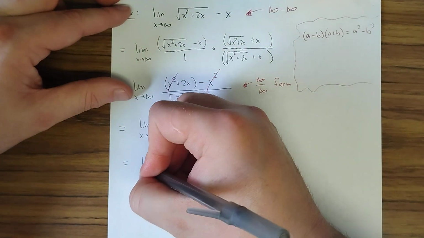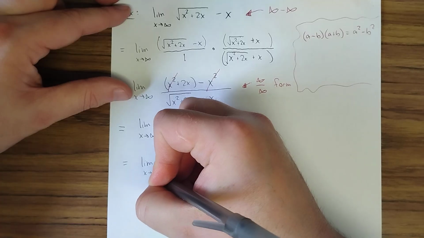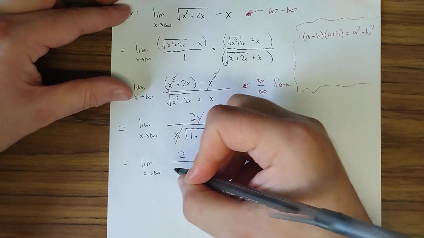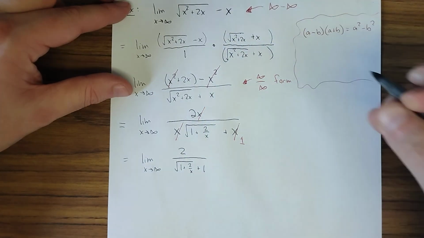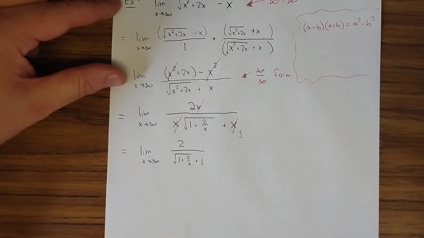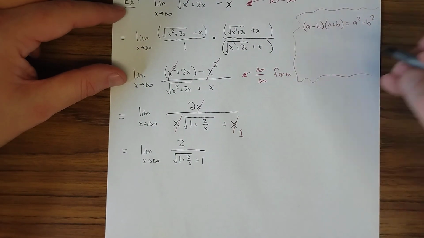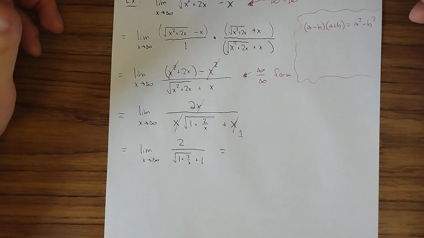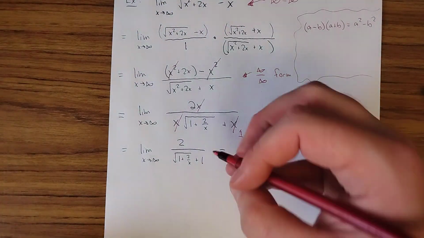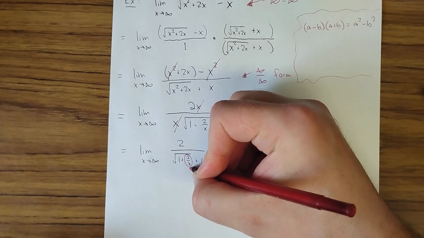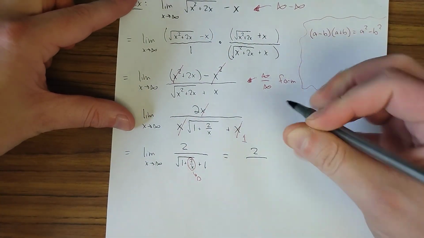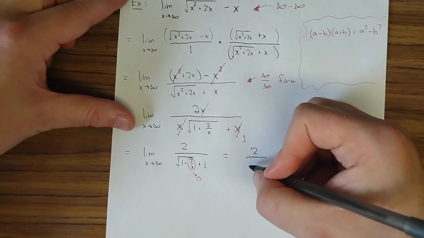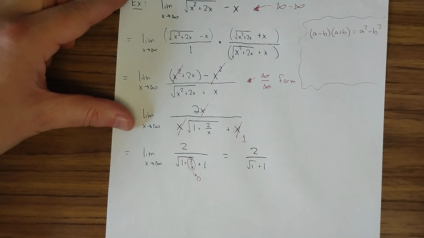So this step is probably not quite necessary. But what's left over is this. Just to be clear, this is this 1. It doesn't just disappear. It turns into this 1. Finally, I'm good to go, because as x goes to infinity, this goes to 0. So I'm getting 2 over, this is now just square root of 1. So I've got 2 over 2, so I just get 1.